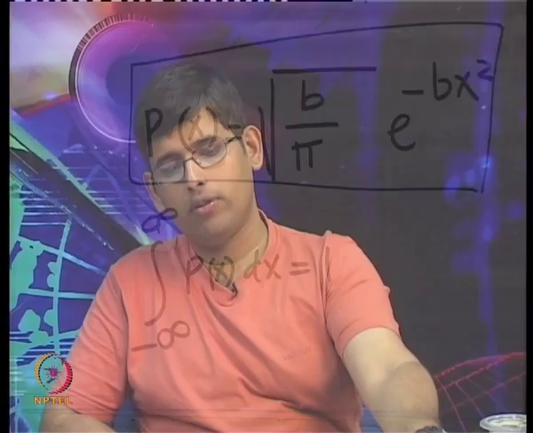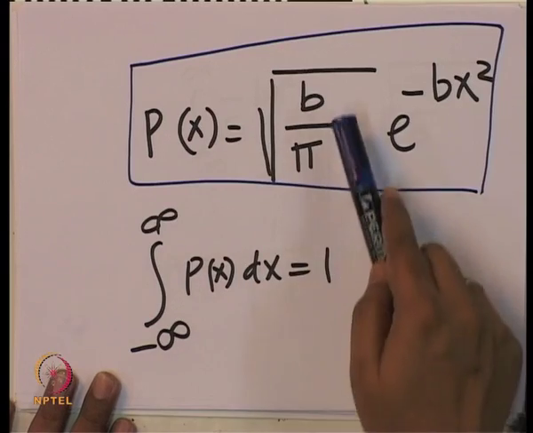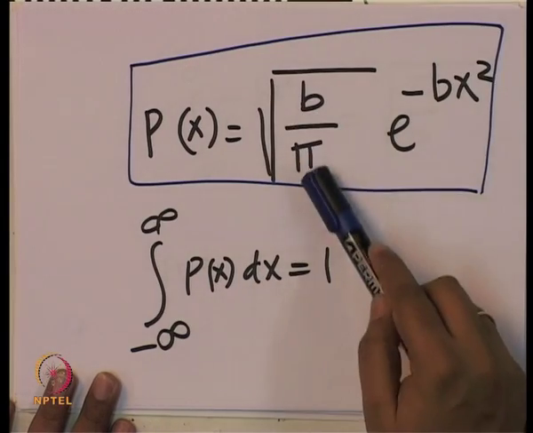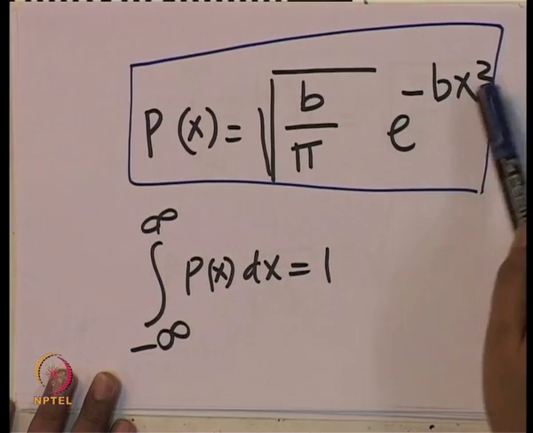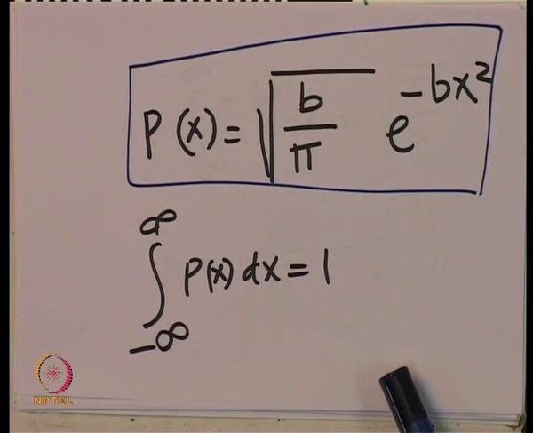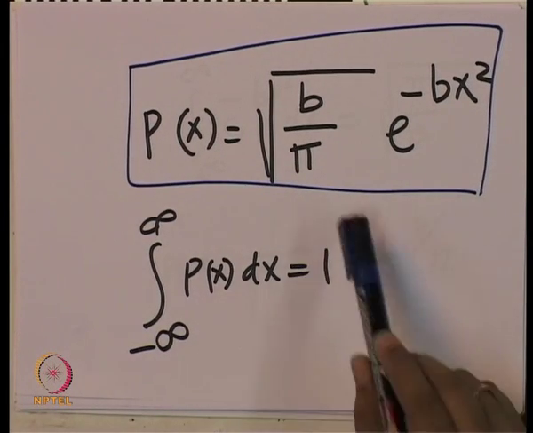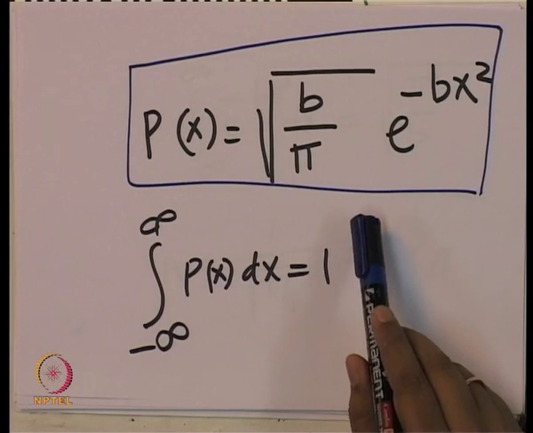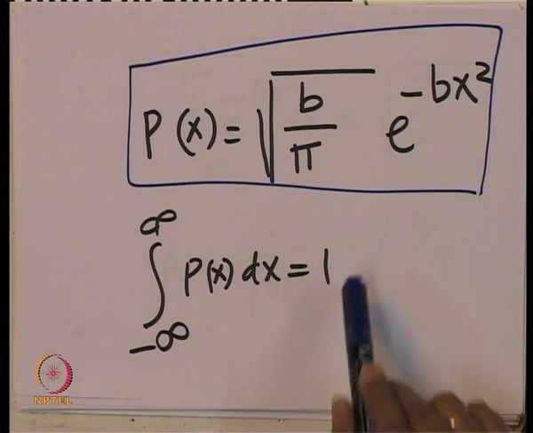Now, what do we want to find out? We had this first question: what is the standard deviation? For the moment, to begin with, we will consider this particular form for the probability distribution, P of x equals root of b by pi e power minus b x square. Then we will find out for this particular case the average and the standard deviation.